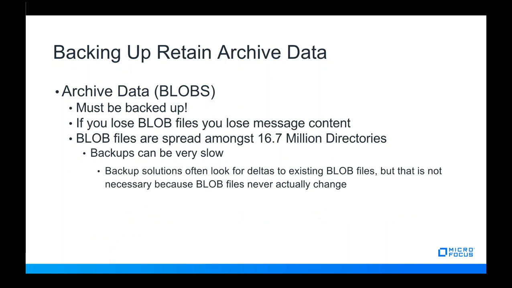The next thing is to back up the archive data, the blobs. Now, those must be backed up. It isn't as catastrophic if they're not backed up, in the sense that at least you have the metadata, but you really don't have any content. And if you've been archiving, metadata is nice, but you really want to have the content of your messages that have been archived into Retain. So I don't want to say that the database is more important, but it is. But the archive data is right there, right behind it. You've got to make sure that data is backed up. If you lose blob files, then you lose the message content.